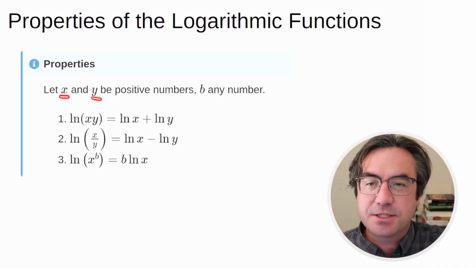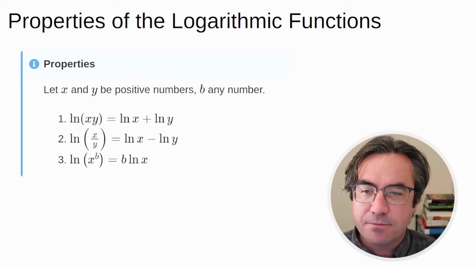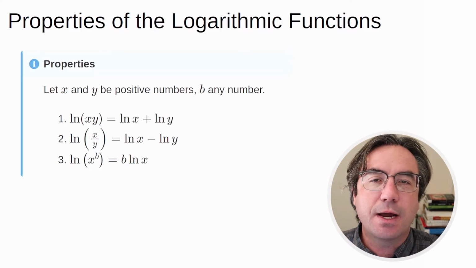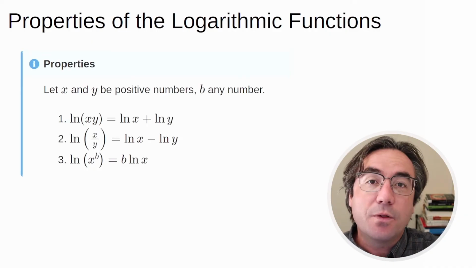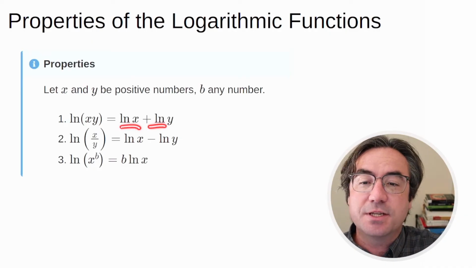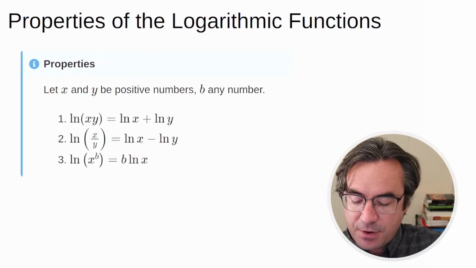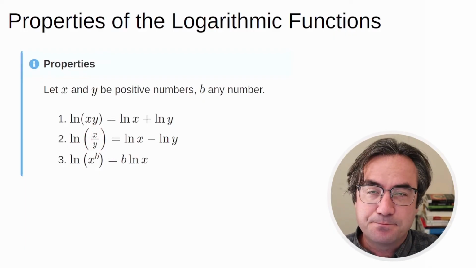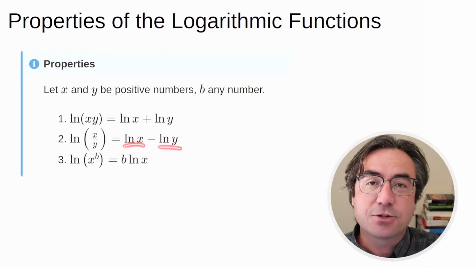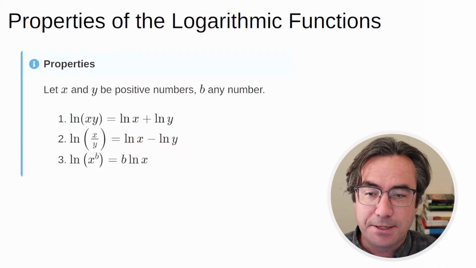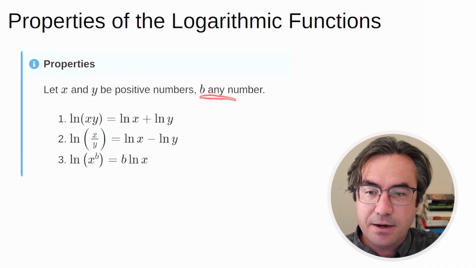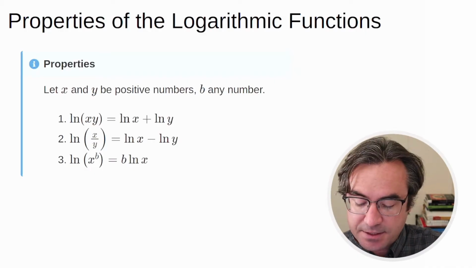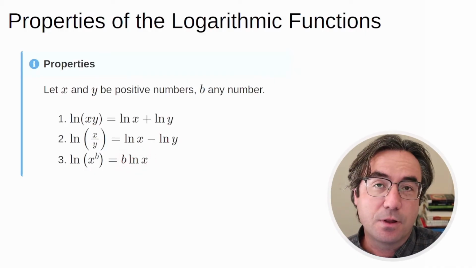So we're going to suppose x and y are two positive numbers. First, let's read through these, and then we'll describe what they do. The first property says the natural log of x times y is equal to the natural log of x plus the natural log of y. If we have the natural log of x divided by y, that becomes the natural log of x minus the natural log of y. And finally, the natural log of x raised to some power b, where b can be any number, is the same thing as b multiplied by the natural log of x.